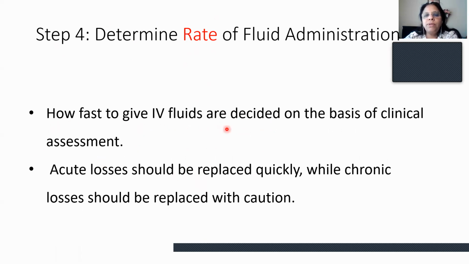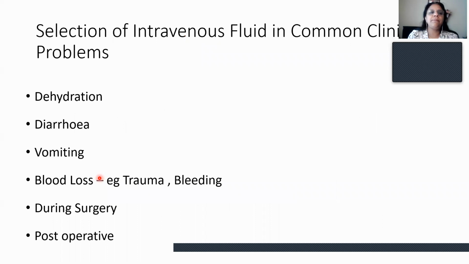How fast to give IV fluids is decided on the basis of clinical assessment. And that is where somebody said no dehydration like that. So the grades of dehydration are there. How fast we have to give is decided on the basis of the clinical assessment, because acute losses should be replaced quickly, while chronic losses should be replaced with caution, because the body has regulatory mechanisms to handle it. So you have to be careful when you give fluids for chronic losses, right?